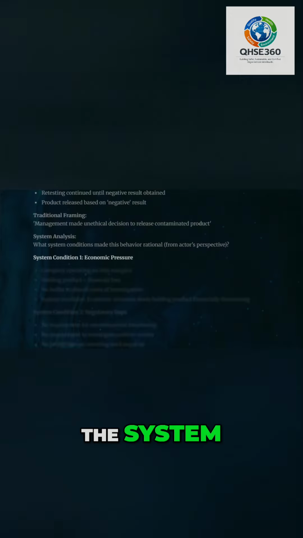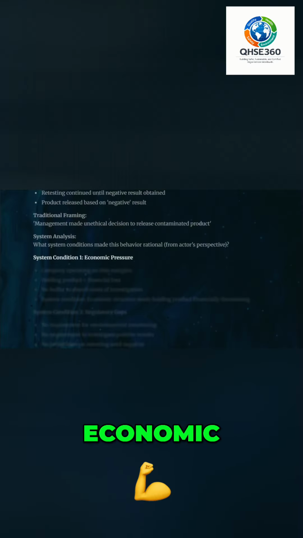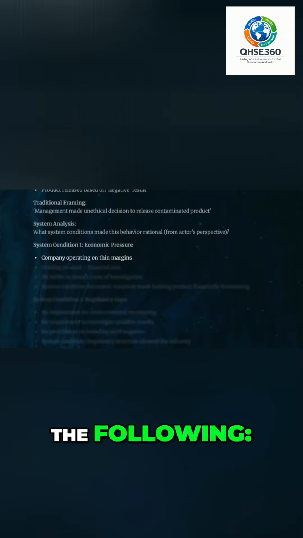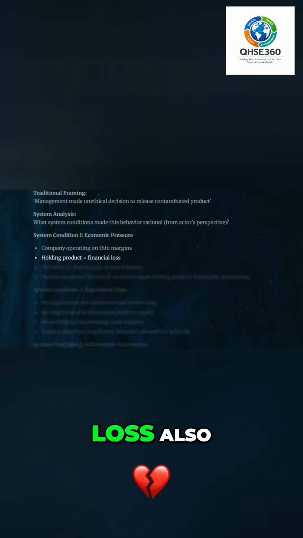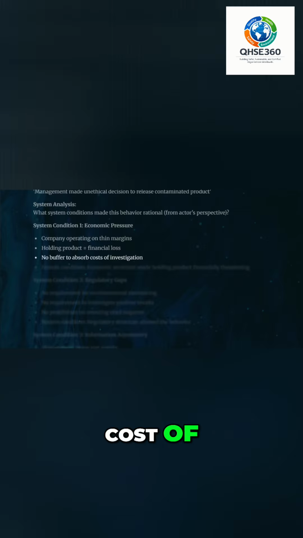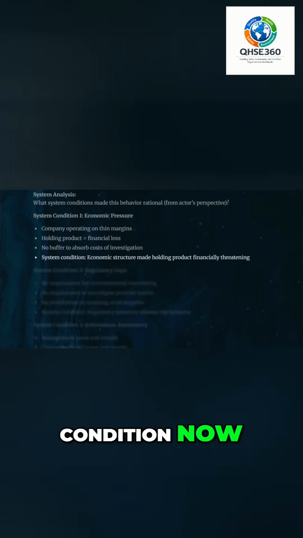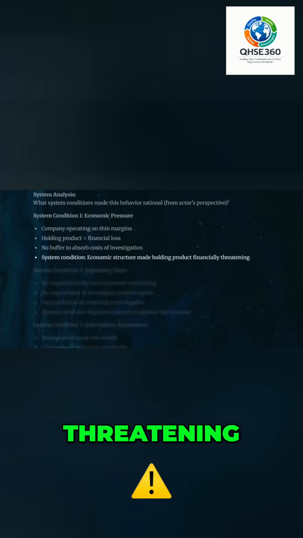All right. System condition number one is economic pressure. The economic pressure includes the following: first, the company was operating on thin margins. That's a fact. And then, holding product equals financial loss also. That's a fact. And then, no buffer to absorb the cost of investigation also. Now we can conclude that the economic structure made holding product financially threatening, correct?